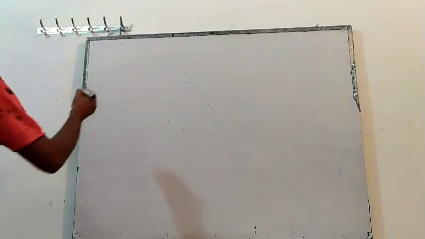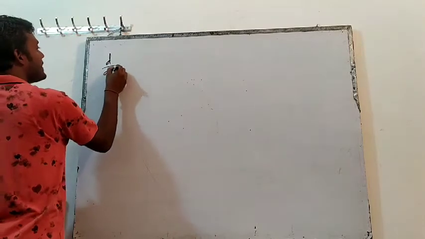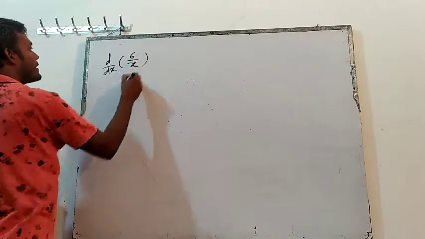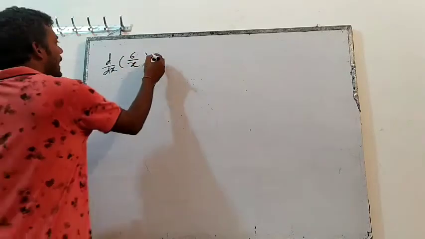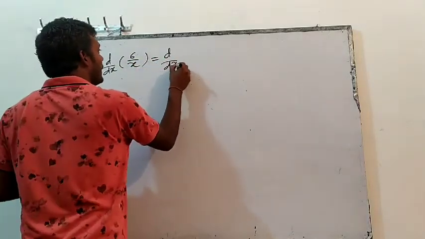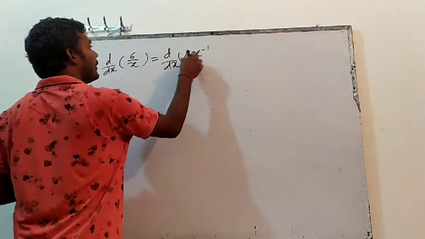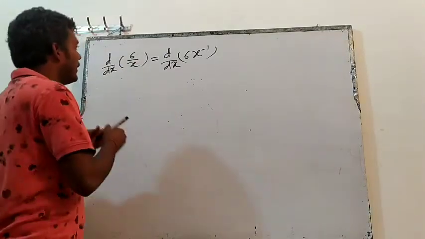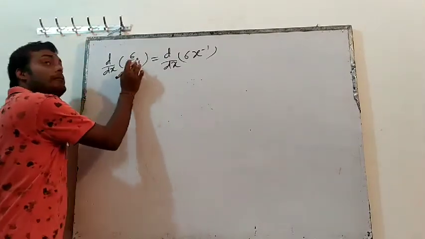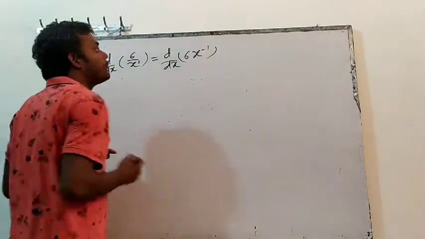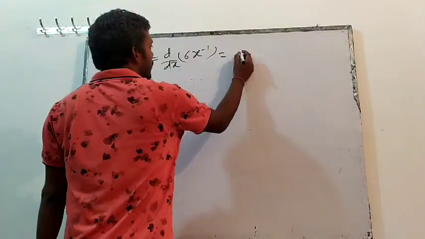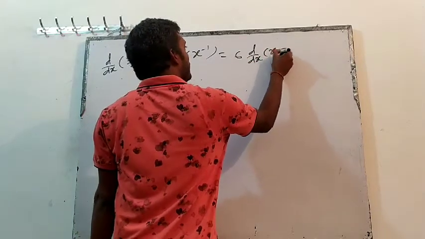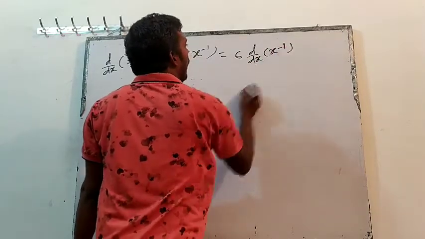Suppose anyone asks you the differentiation of 6 by x. You have to differentiate like this: 6 by x. How will we differentiate this? Can we write that this is the differentiation of 6x to the power minus 1? Can we write like this? Because the power of x here is 1, and when it goes up, the sign changes, this will be minus 1. 6x to the power minus 1. 6 is a constant, take it outside, and this becomes the differentiation of x to the power minus 1.